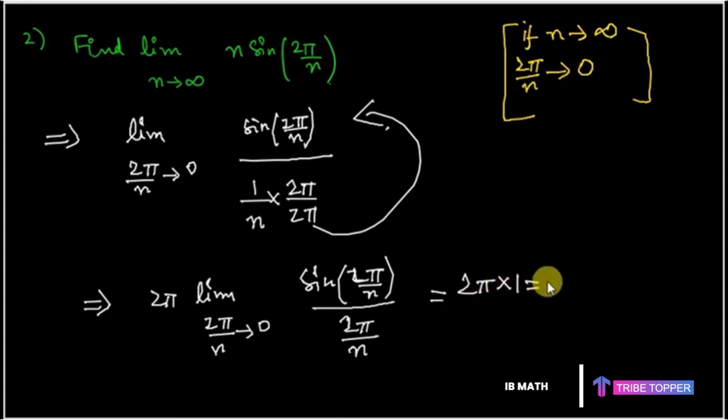So that's 2 pi. I hope you've understood how to solve the trigonometric limits when you have n tending to 0 or n tending to infinity. For n tending to infinity, you have to be careful to convert it into a fraction as 1 by n tends to 0.